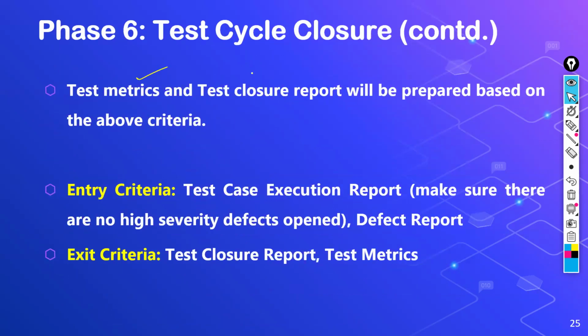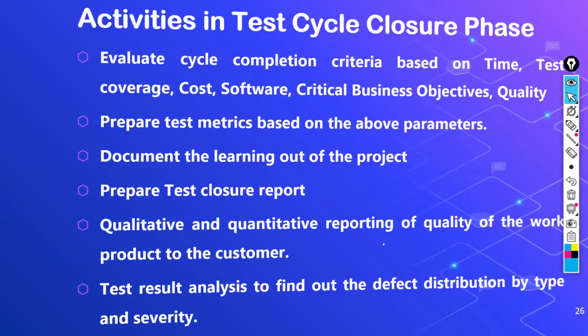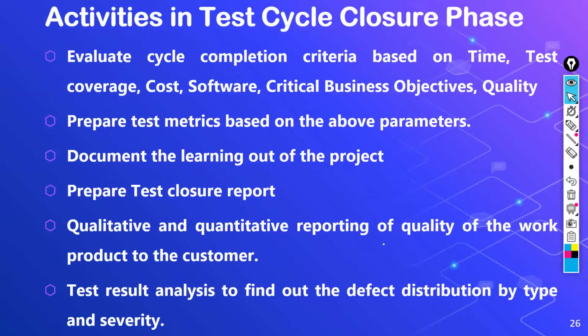Test metrics will be prepared, closure report will be prepared just to make sure that documentation in place. And so for this, we have the entry criteria as test case execution and defect report. And based onto that, a closure report and test metrics will be prepared. And because we are closing it off now, so ultimately in this, there will be a lot of activities. We will evaluate the cycle completion criteria depending on time, test, coverage, cost, software. This I told you that this is all defined in your test plan.